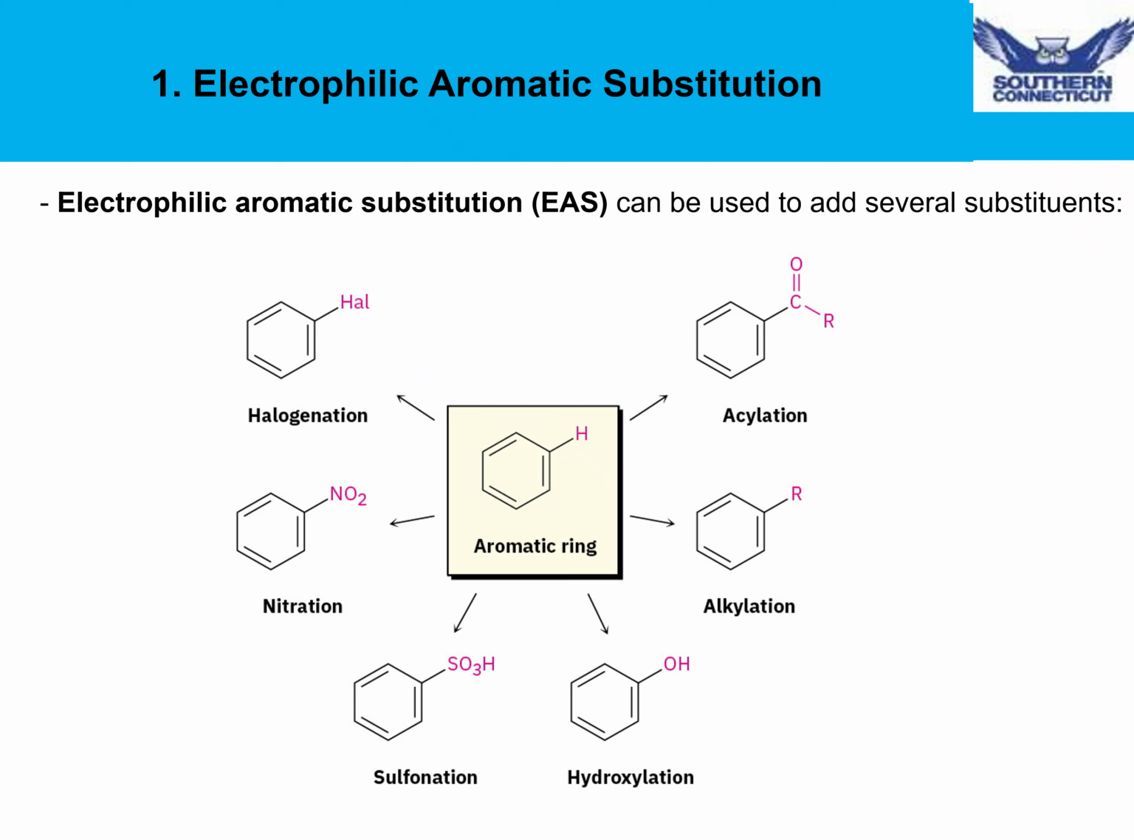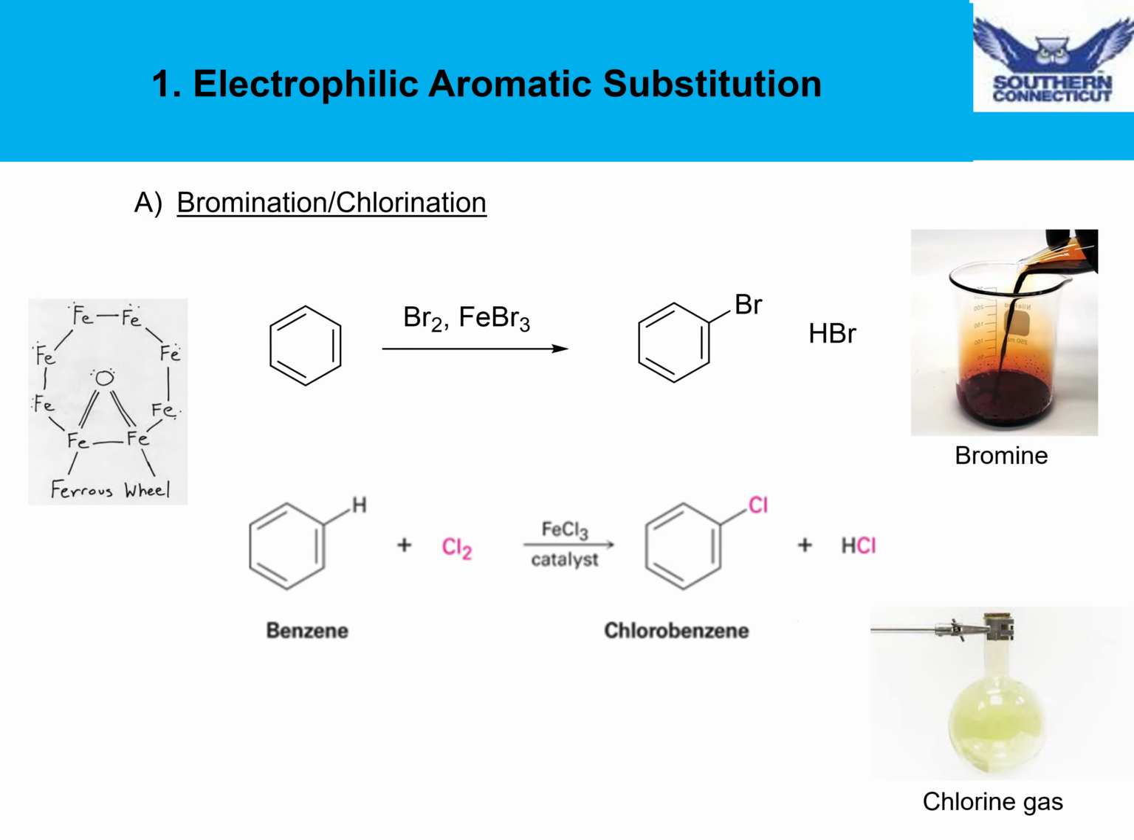In this chapter, we're going to look at several examples of electrophilic aromatic substitution reactions, or EAS. We're going to look at examples of halogenation, nitration, sulfonation, hydroxylation, alkylation, and acylation. We're going to look at two examples of halogenation reactions on aromatic rings.